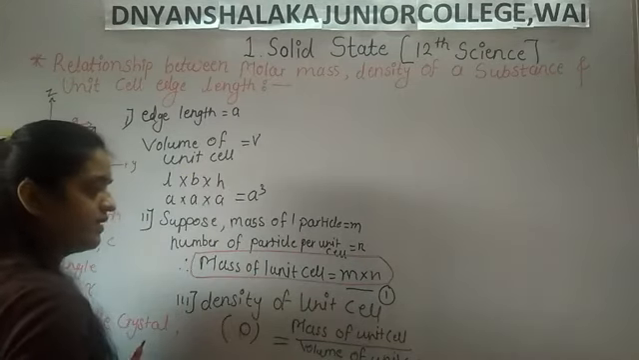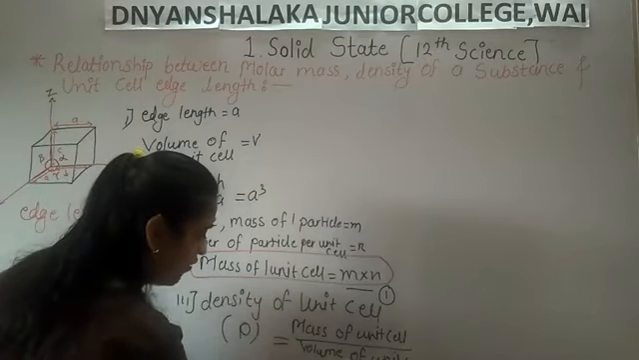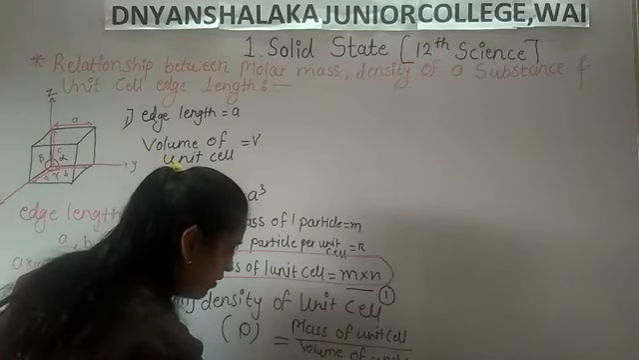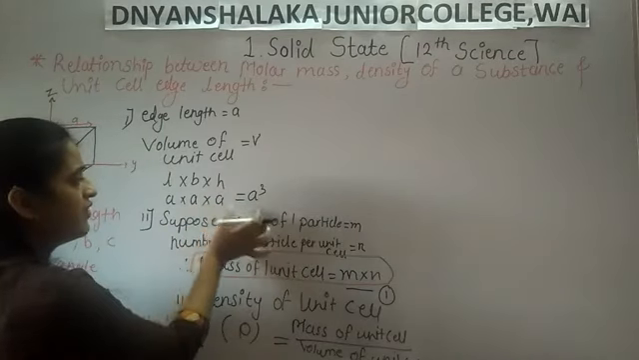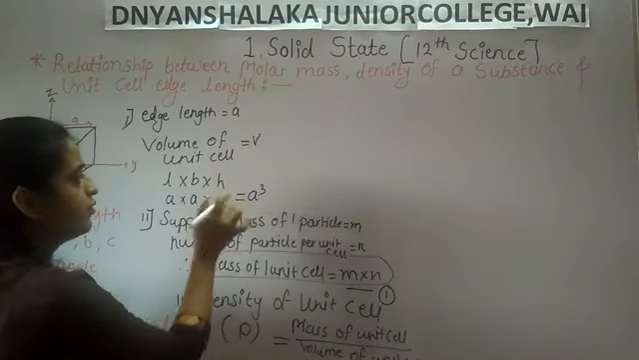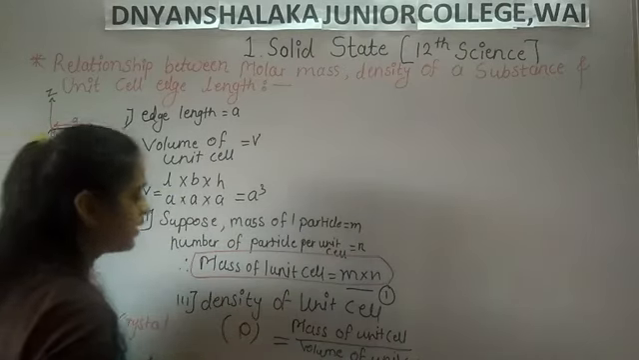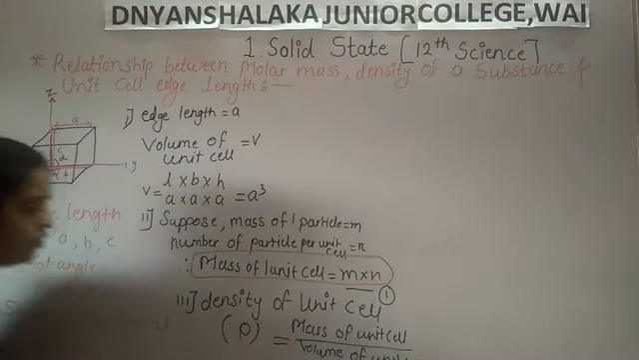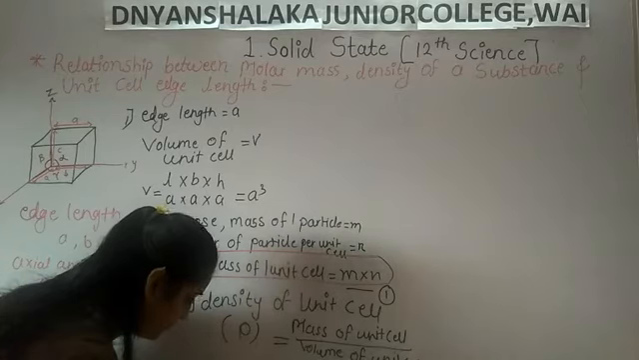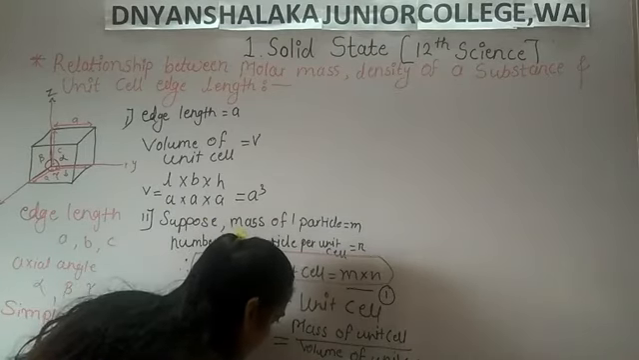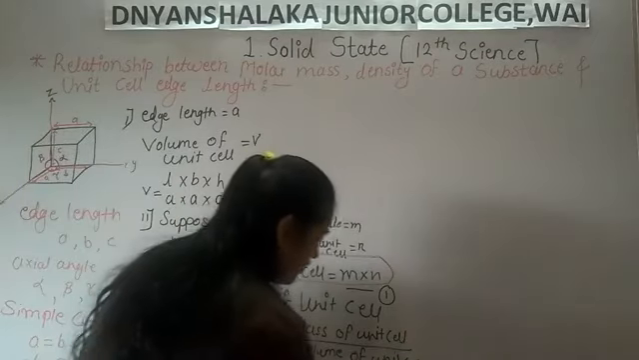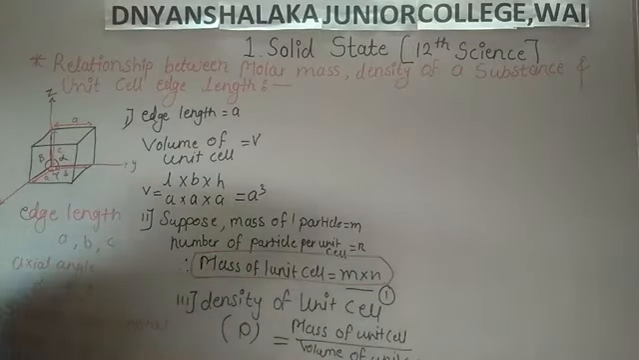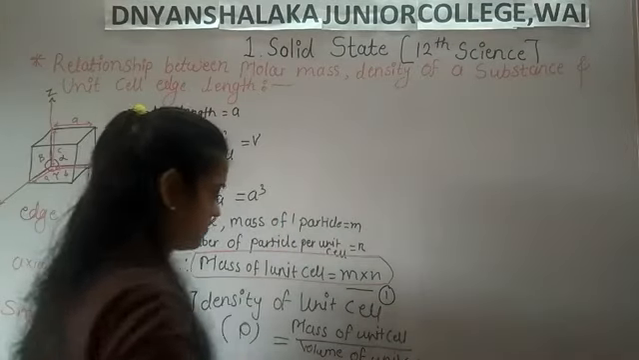The mass of one unit cell we find as m into n, and the volume of the unit cell V is equal to a cubed. So we put in V in the density formula, and we get m into n divided by V. This is considered equation two. And this is also the density of the substance, meaning the density of the unit cell is equal to the density of the substance.